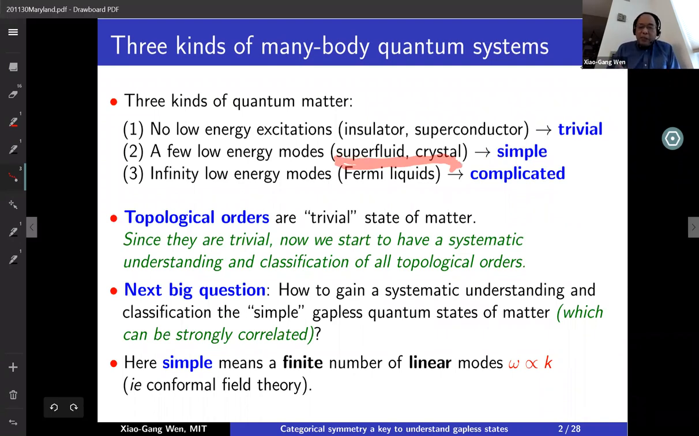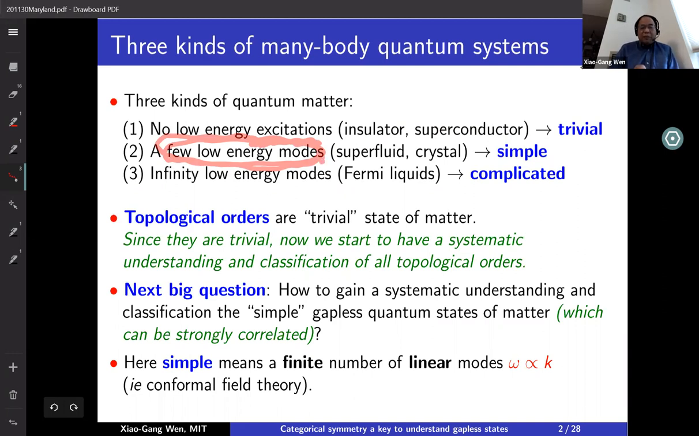However, in this simple case, we already have a motivation. That is, at the quantum critical point, we have some kind of gapless system, which is simple, but not simple in the sense of being non-interacting. They are simple in the sense that their heat capacity is finite. They have a finite number of low energy modes, as reflected by the heat capacity. But those low energy modes are interacting. They are never non-interacting.